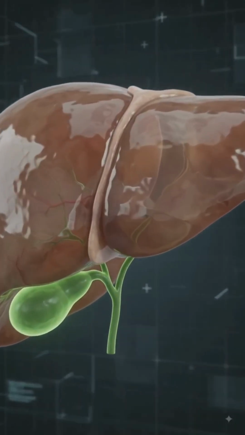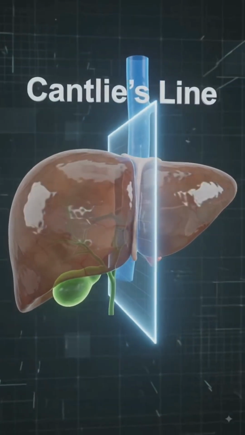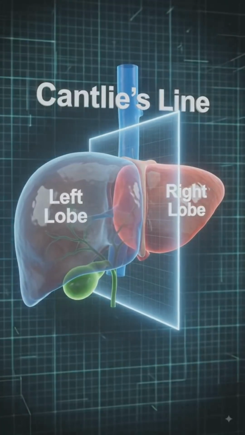Cantley's line is an imaginary plane. It runs from the gallbladder fossa to the IVC. This plane creates the true functional division, separating the right and left lobes.